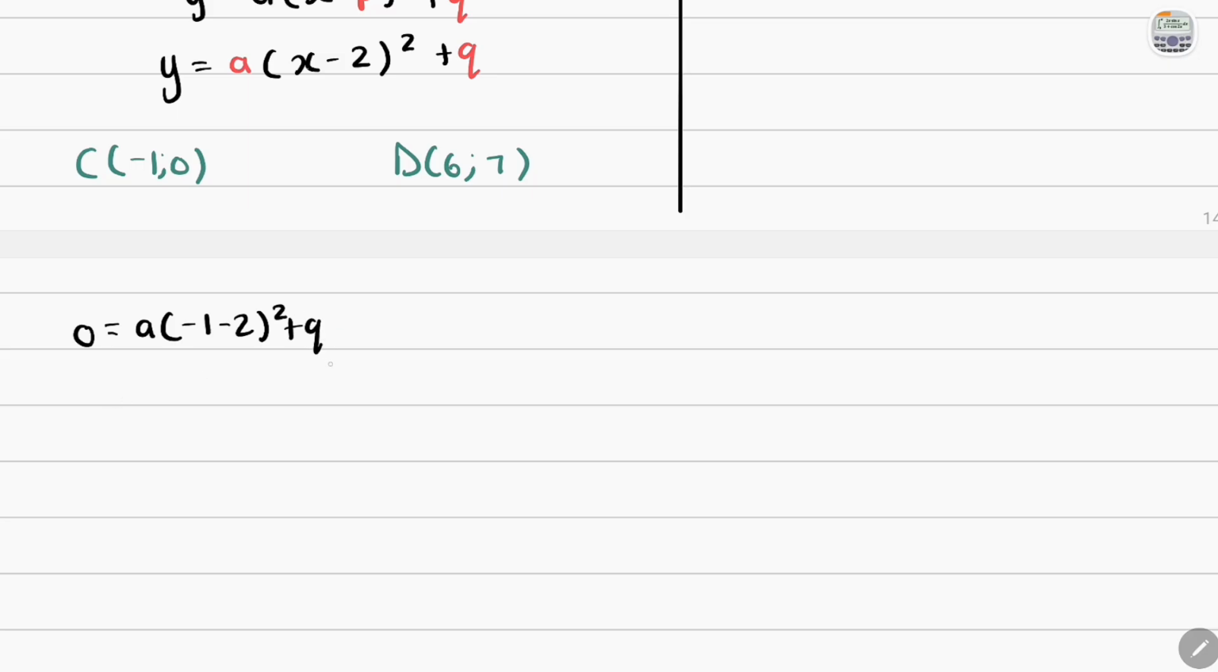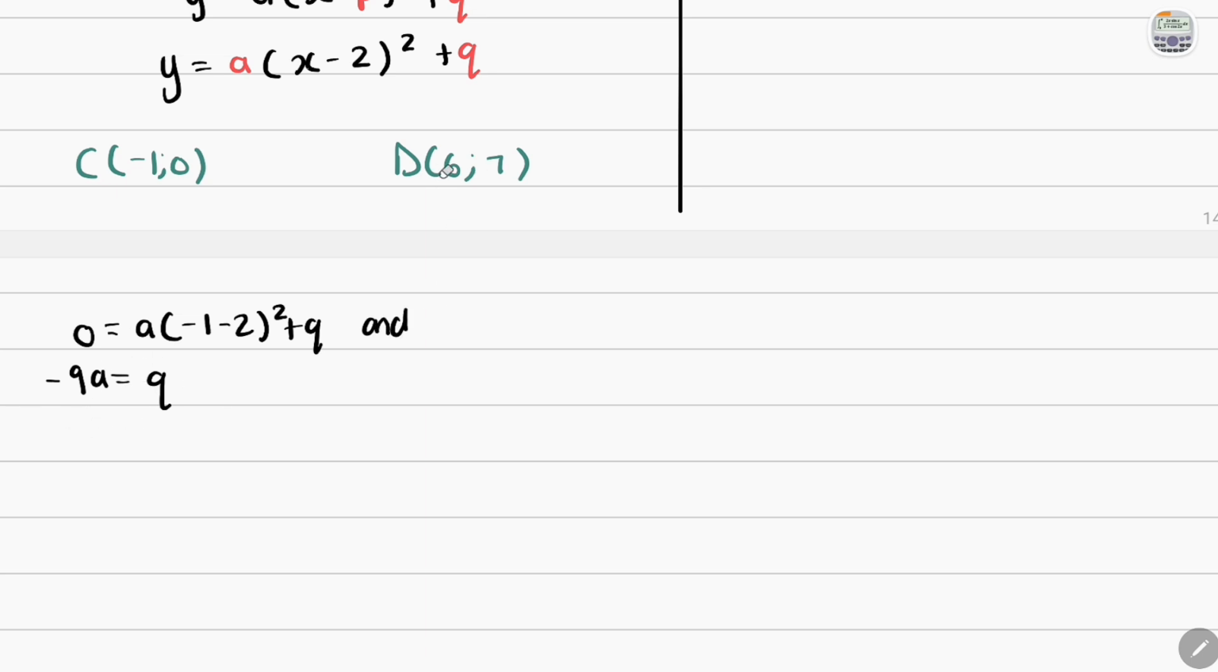Okay, and simplify. So -1 minus 2 is -3. All squared is 9. So that's going to be times A, which is 9A. So if you have 9A here plus Q, you can just make Q the subject. So transpose -9A is equal to Q. And that would be our first equation.